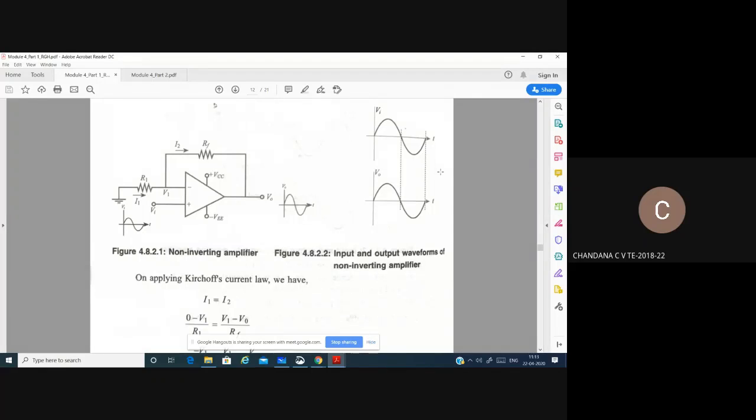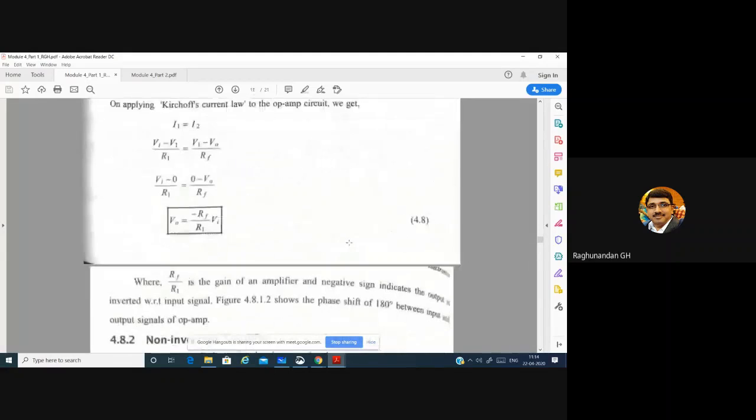The overall gain will be positive itself. The overall gain will be positive at last. No, always it will be positive. Even in the last case also, that's why I was stressing. The negative sign just indicates it is inverting. Input and output are inverted. Gain is positive only.